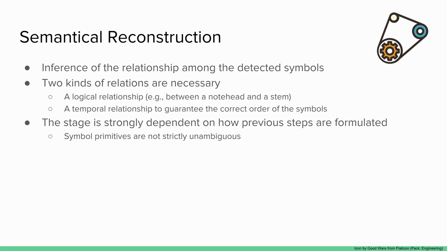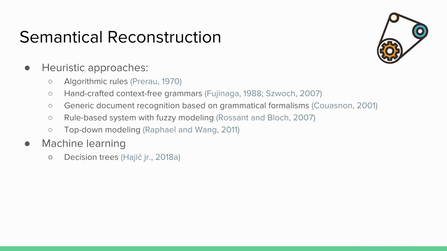The thing here is that this stage is strongly dependent on how we have performed the previous stage. So depending on the set of categories that we have considered, we may need a different approach for this semantic reconstruction, because the symbol primitives are not strictly unambiguous. Traditionally, this part has been approached by handcrafted rules, which meant that we were trying to take into account all the possibilities. And we have seen algorithmic rules, context-free grammars, fuzzy modeling, top-down modeling, and so on. Only recently, in the work by Jan, which, as I said before, is going to be presented tomorrow, he used decision trees to infer the relationship between the different components of the music object detection stage.